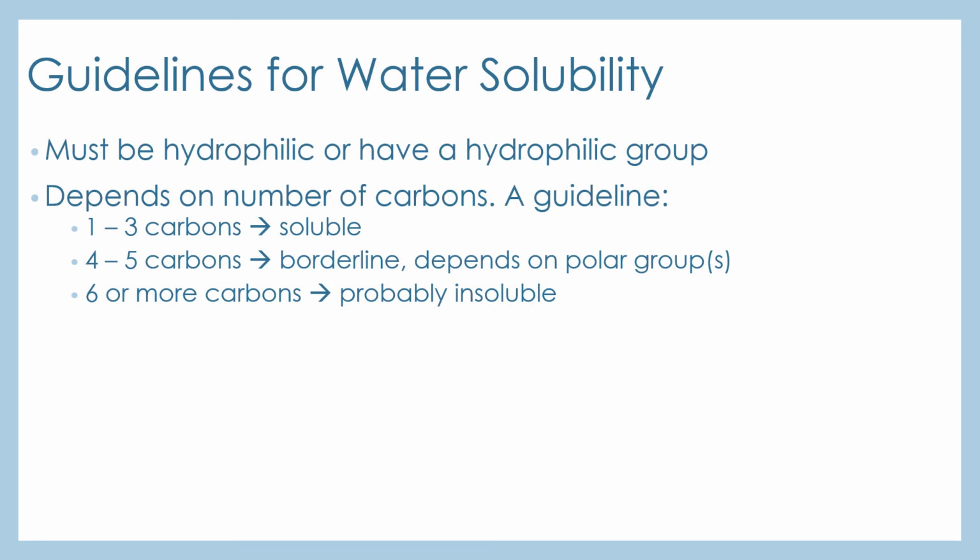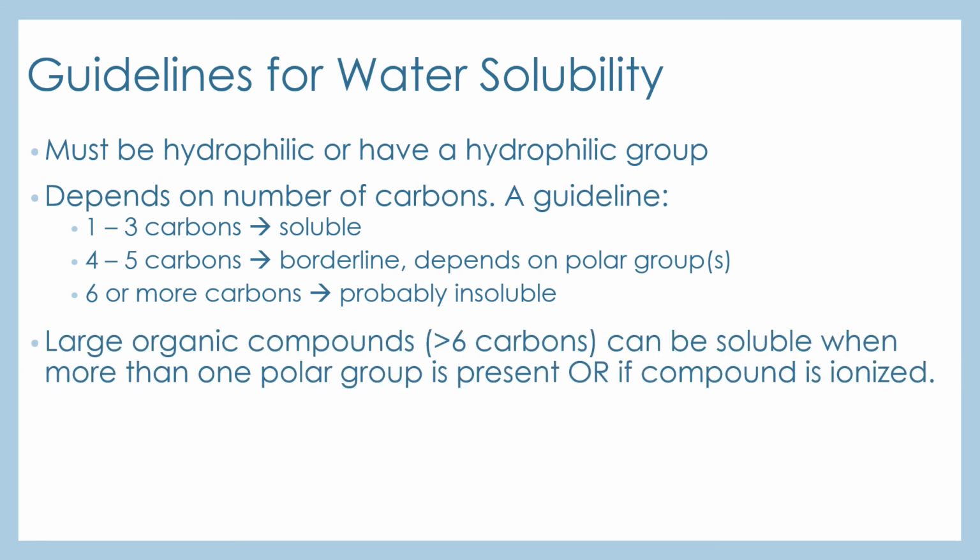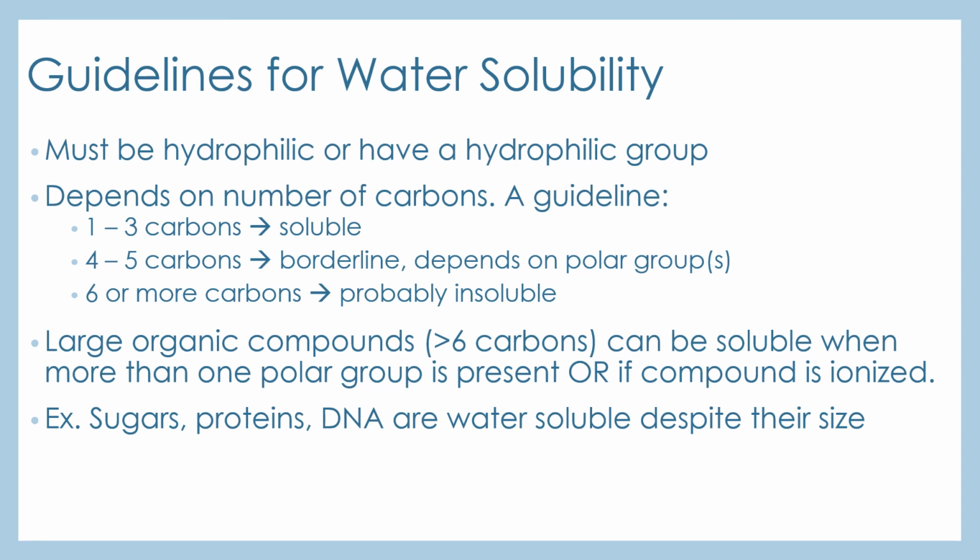But again, table sugar has 6 or more carbons and it's very water soluble, and that's because it's covered in hydroxyl groups. Large organic compounds greater than 6 carbons can be soluble when more than one polar group is present or if the compound is ionized. So for example, sugars, proteins, and DNA are all water soluble despite their size. And when we talk about acid-base interactions, we're going to specifically discuss ionizing a compound in order to make it soluble.